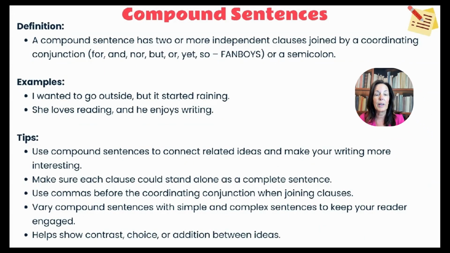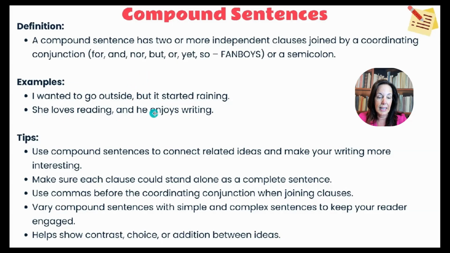And the last one we're going to go over today are compound sentences. So a compound sentence has two or more independent clauses joined by a coordinating conjunction: for, and, nor, but, or, yet, so, those FANBOYS, or the semicolon, as we've already talked about. So, for example, I wanted to go outside, but it was raining. It joins two independent clauses with the coordinating conjunction, but.